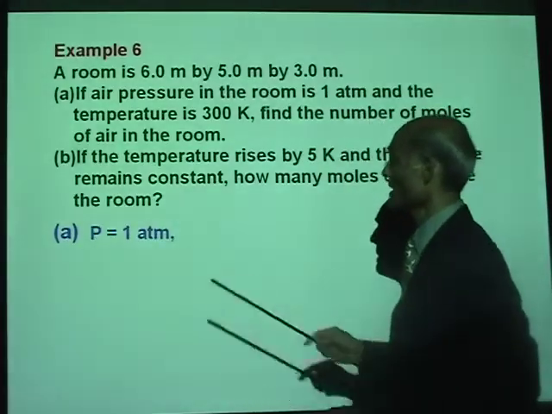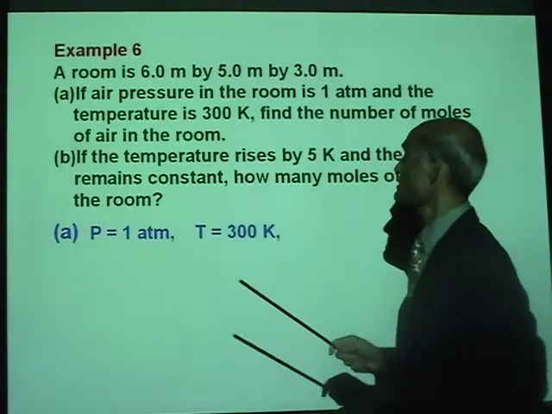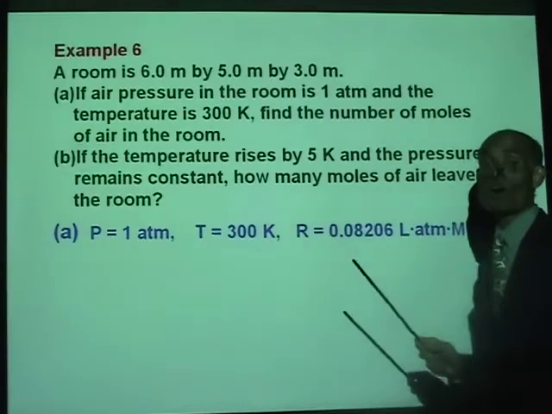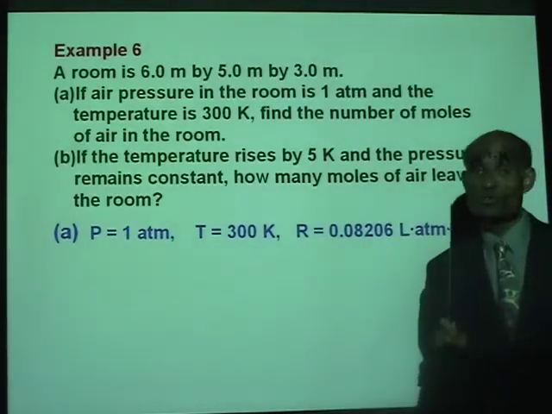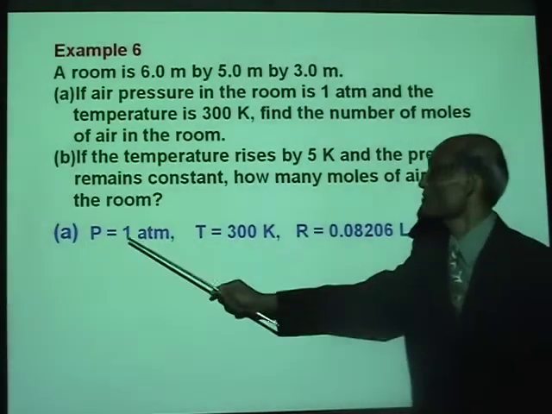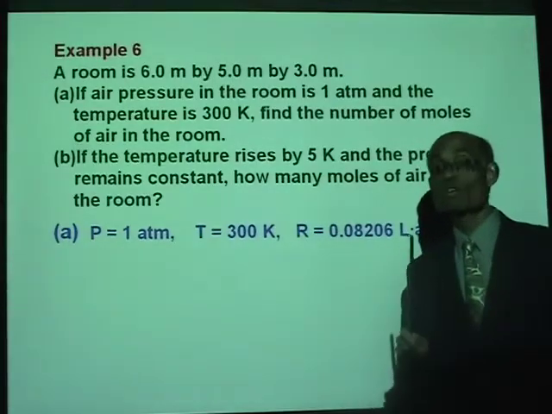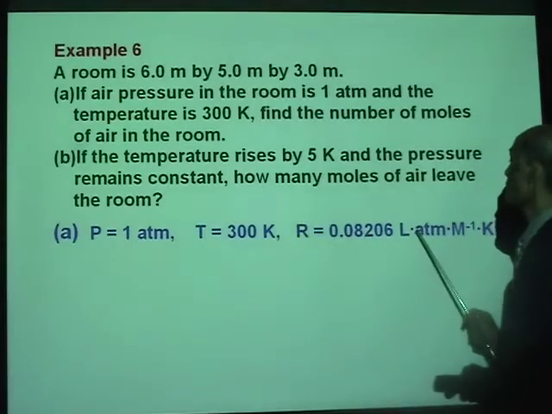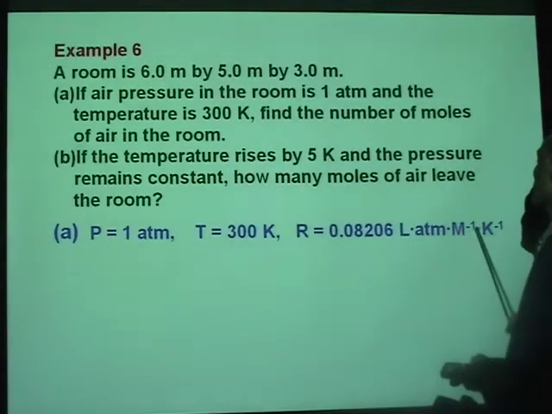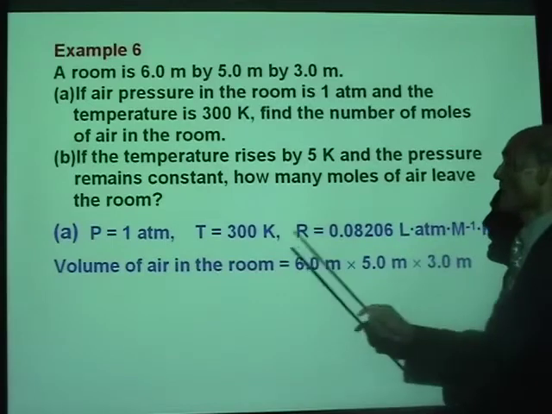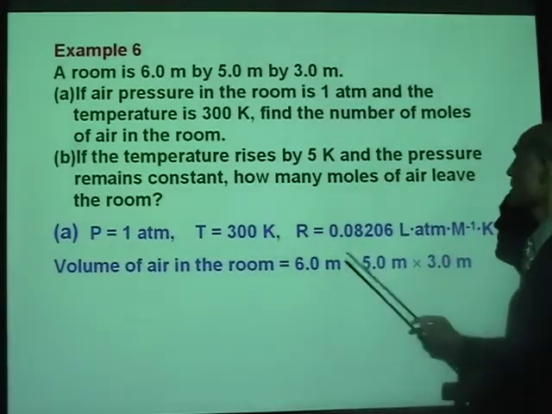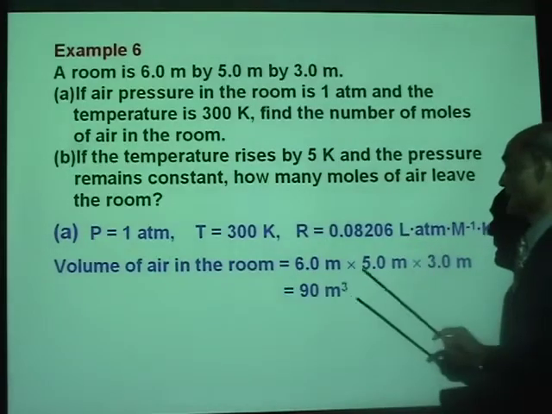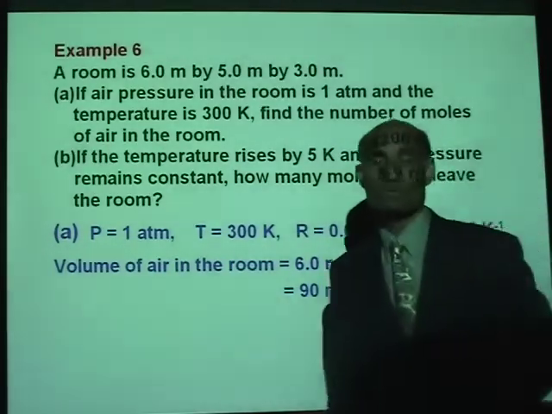Let's write down the data. Pressure is 1 atmosphere, temperature is 300 Kelvin, value of R. Always remember, you need to choose the appropriate value. When pressure is in atmosphere and volume in liters, R is 0.08206 liter atmosphere per mole Kelvin. And volume of the air in the room is length times width times height, and that is 90 meter cube.